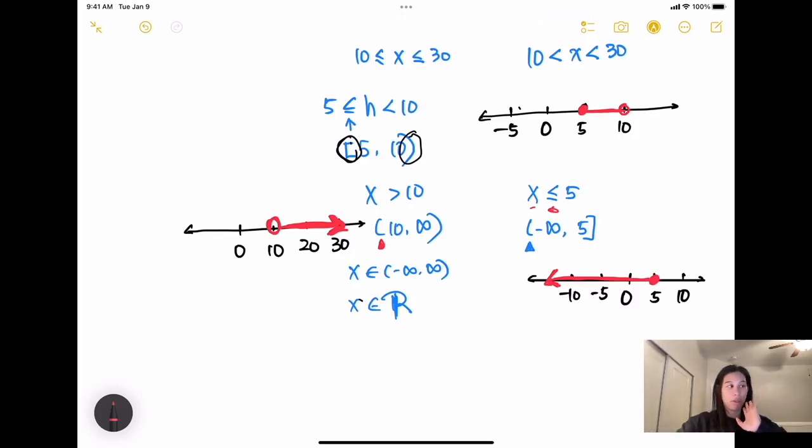So now we're done with the notation. Now let's determine the domain and the range by giving a graph.